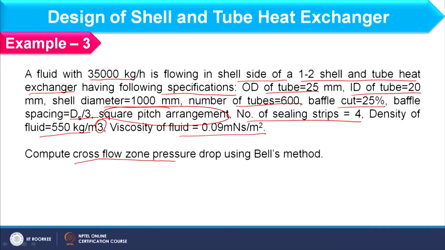cross flow zone pressure drop using Bell's method, right. So, for this problem we have to find out cross flow zone pressure drop, and for that you need bypass correction factor as well as leakage correction factor. Okay. So, let us start the calculation.